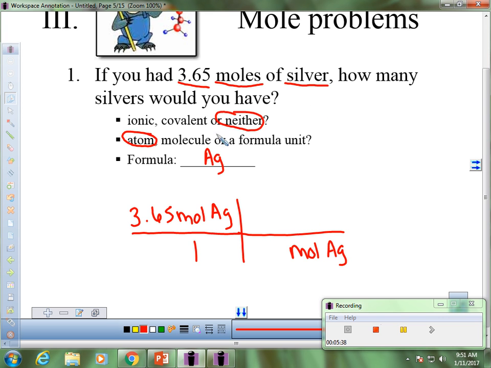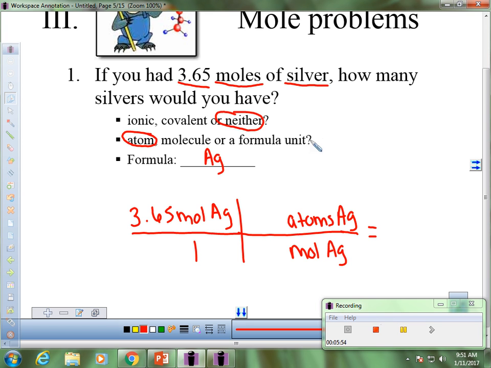And we're looking for silver, and this silver is called an atom. So we're looking for atoms of silver. We're trying to figure out how many silver atoms this would be. Mole went down, atoms went to the top because that's what I'm looking for. We're using the word atom because silver is an atom. If it were molecule, we would be looking for molecules. If it was formula unit, we'd be looking for formula unit.